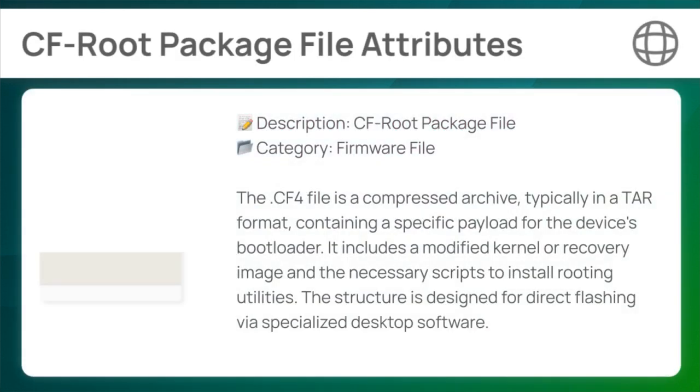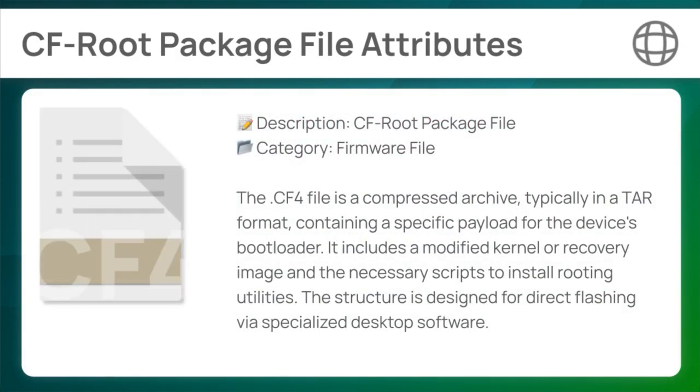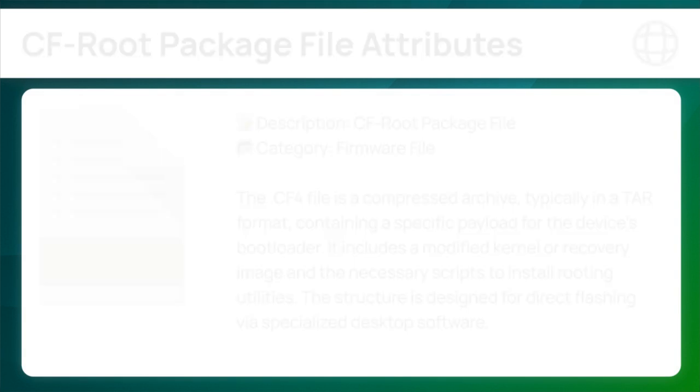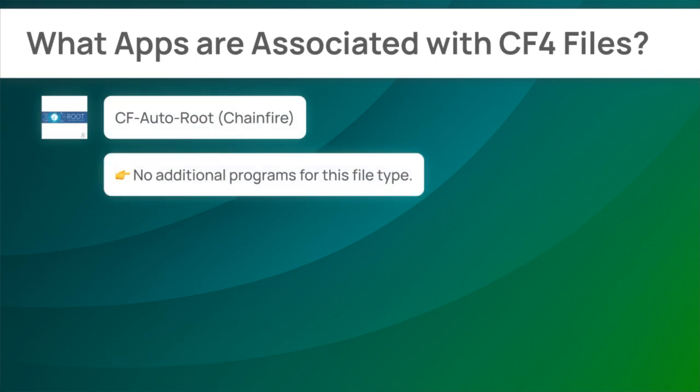The CF4 file is a compressed archive, typically in a tar format, containing a specific payload for the device's bootloader. It includes a modified kernel or recovery image and the necessary scripts to install rooting utilities. The structure is designed for direct flashing via specialized desktop software. The fundamental software link for CF4 files is built around CF Auto Root by Chainfire.